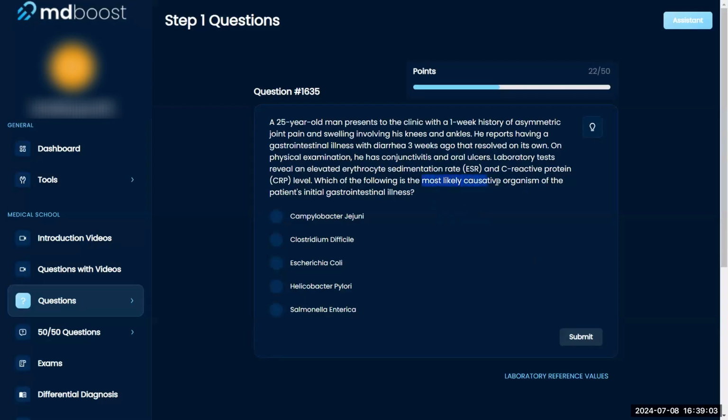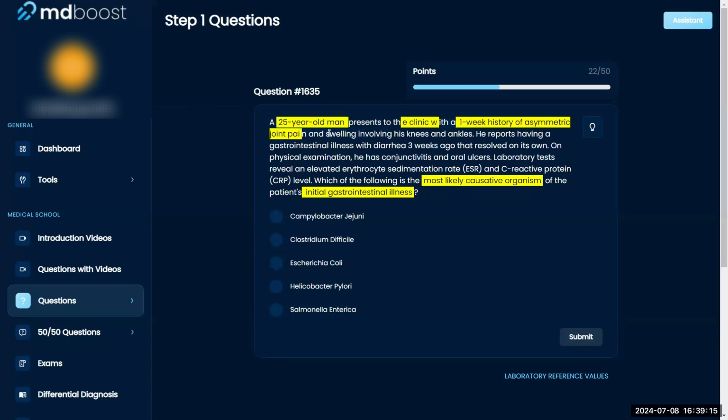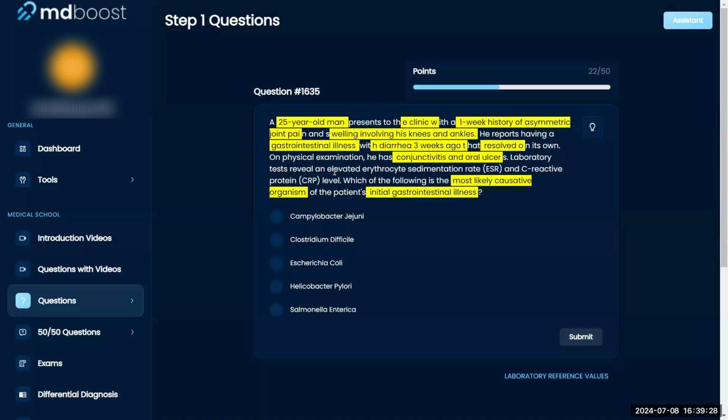Which of the following is the most likely causative organism of the patient's initial gastrointestinal illness? All right, so we're dealing with a bug or some kind of pathogen. A 25-year-old man presents with a 1 week history of asymmetric joint pain and swelling involving the knees and ankles. Reports having a gastrointestinal illness with diarrhea 3 weeks ago, resolved on its own. On exam, conjunctivitis, oral ulcers. Lab tests revealed elevated ESR and C-reactive protein levels. Which is the most likely causative organism of the gastrointestinal illness?